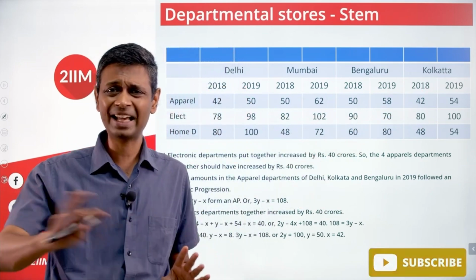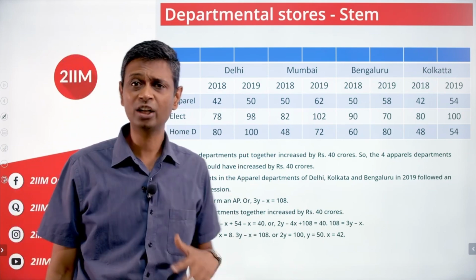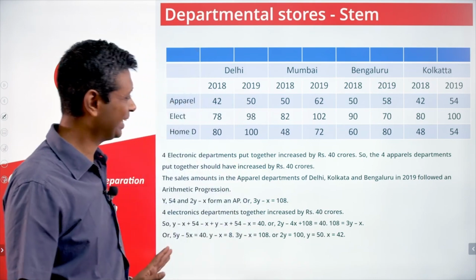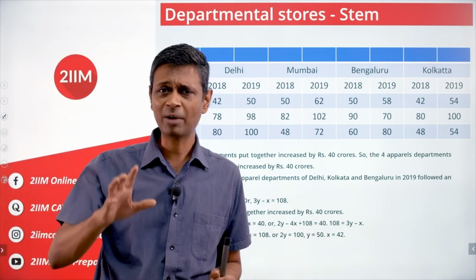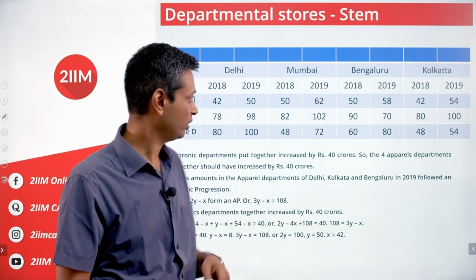We've got the entire set of numbers for apparel, electronics and home decor for 18 and 19 for all 4 cities. You just look at these questions and then answer them. We've got the entire grid. Plain vanilla plugging in gaps and plain vanilla equation solving in 2 variables. Nothing more than that. Let's show this.